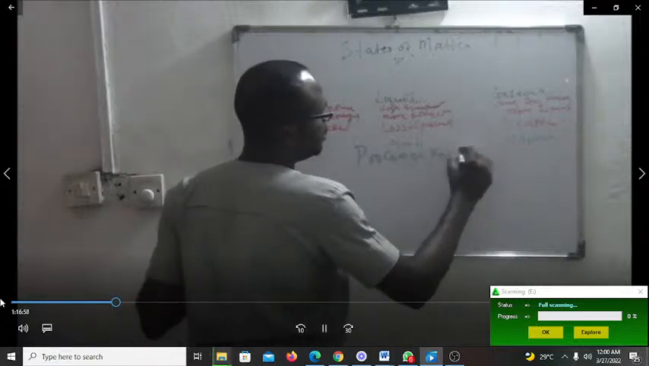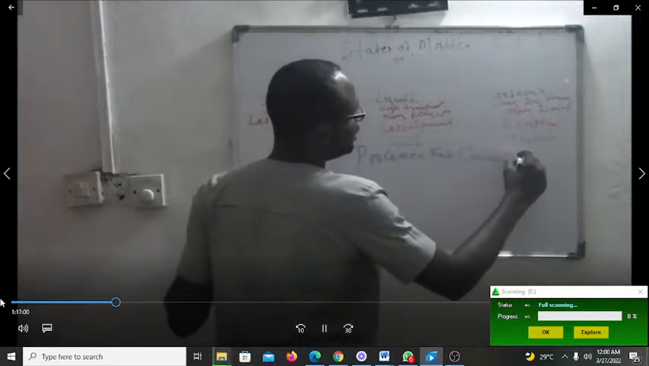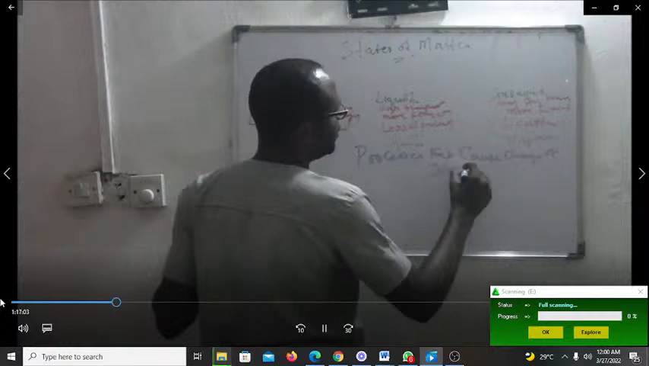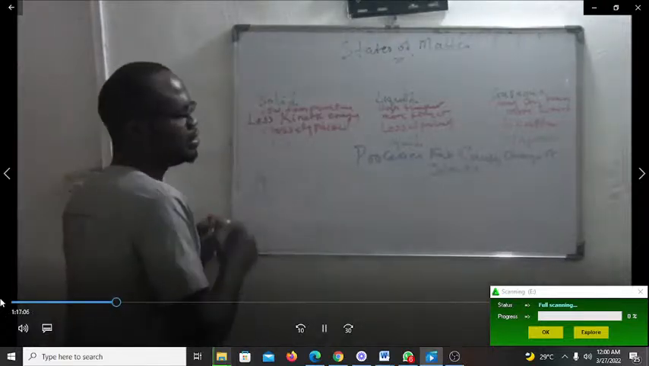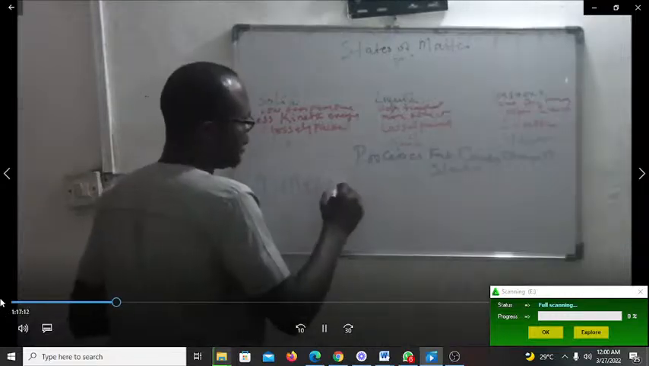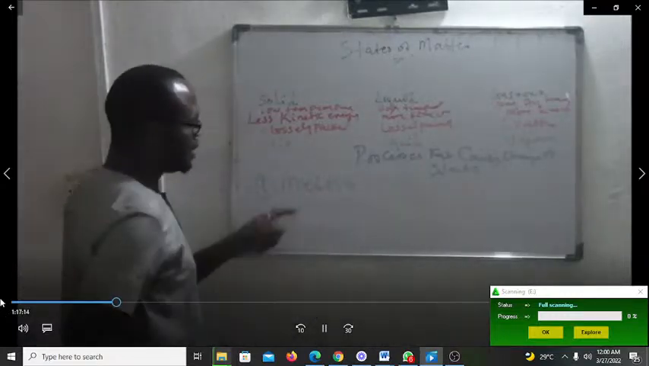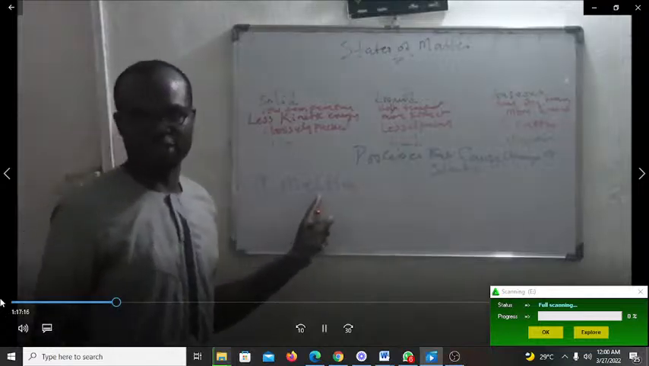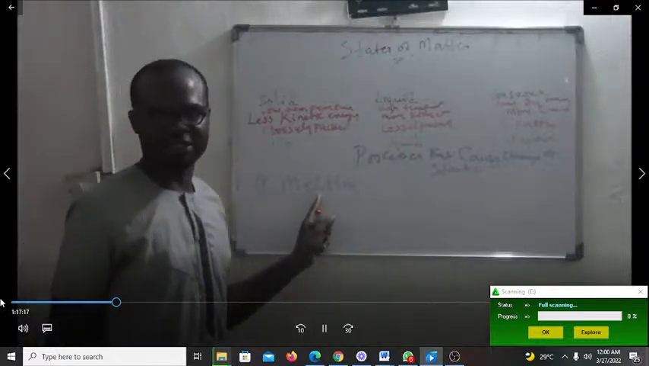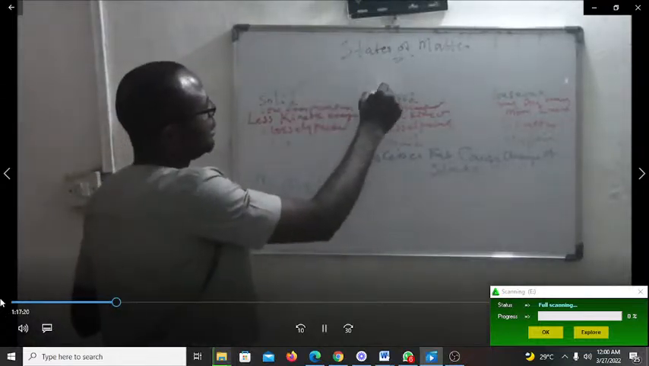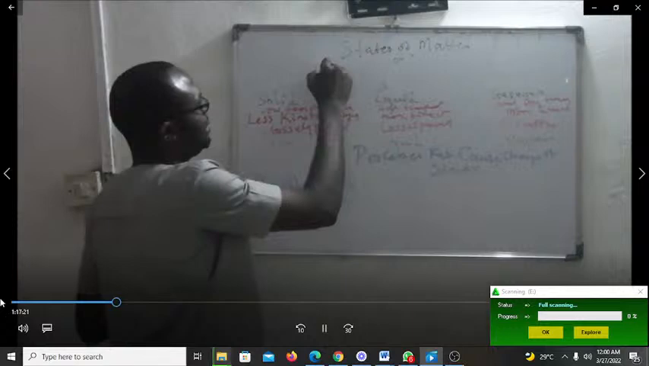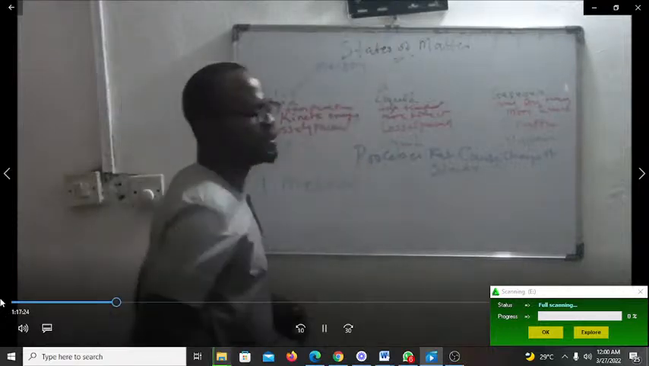That do what? Cause change. Who can tell me the processes that cause change of state? Number one is what? Melting. Melting causes change of state. Melting will cause the change of state from one state to the other state, from solid to liquid. It is called melting. That's the process. Then which other one?